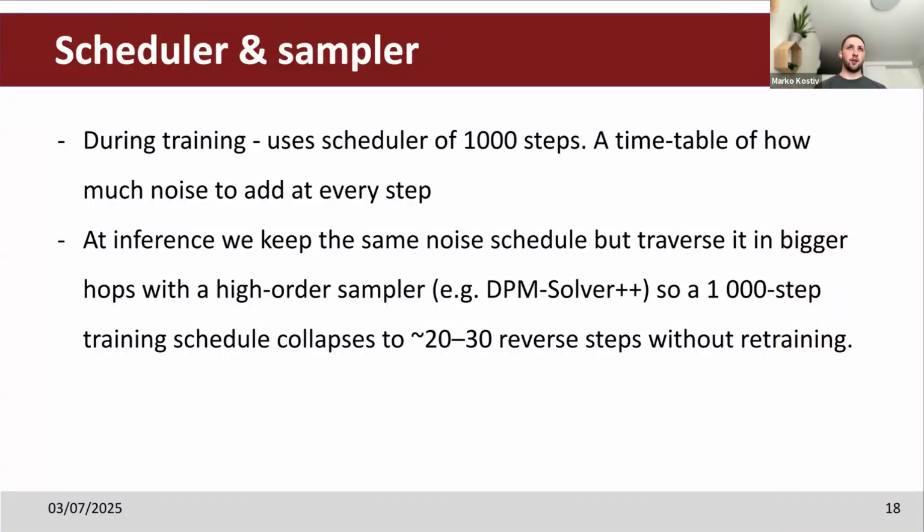And during the inference time, we actually keep the same noise schedule, but reverse it in bigger hops, with a higher order sampler. If any of you have tried to play with Stable Diffusion, you know that usually it can generate the image in 20 to 30 steps. So you don't actually need to wait for the 1,000 steps because that's way too long. There is a paper, DPM solver, that shows that you can achieve almost the same accuracy in 20 to 30 steps, but much faster.